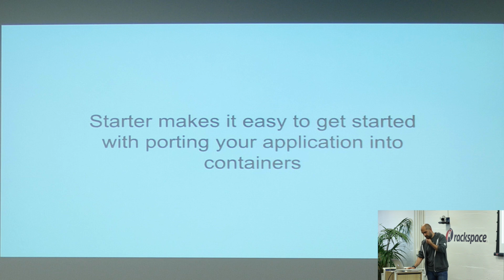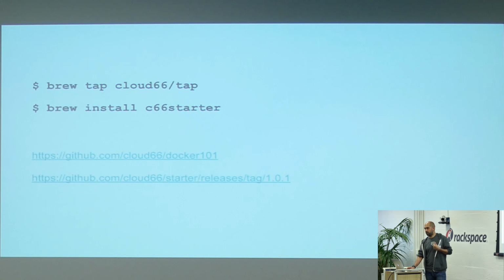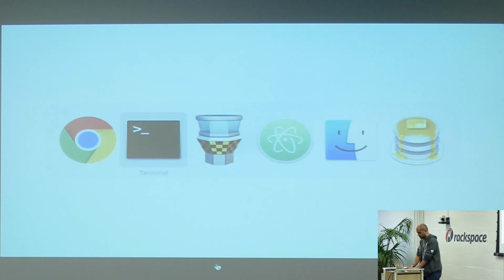Okay. So Starter makes it easy to get started with porting your application into containers. You can get it if you are running on a Mac by doing brew install c66 starter. You can also get it from the release folders of the GitHub project. I'm going to show you how it works.